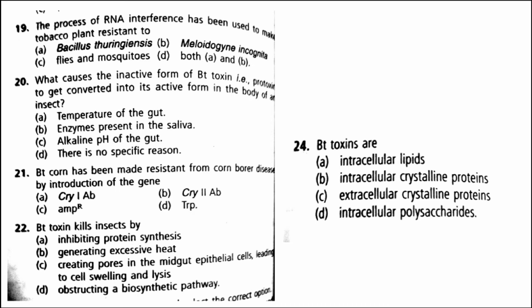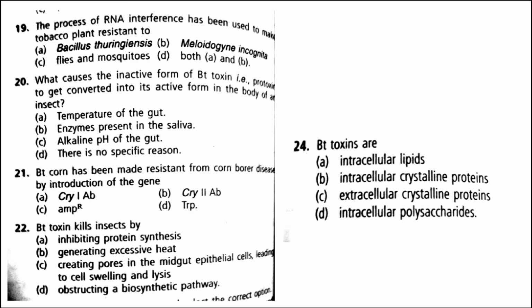Next, Bt corn has been made resistant to corn borer by introduction of the gene, option A. Cry1Ab, B. Cry2Ab, C. Ampicillin resistant gene, and D. Tryptophan. So here the answer will be option A. Cry1Ab has been introduced in the Bt corn to protect it from corn borer.